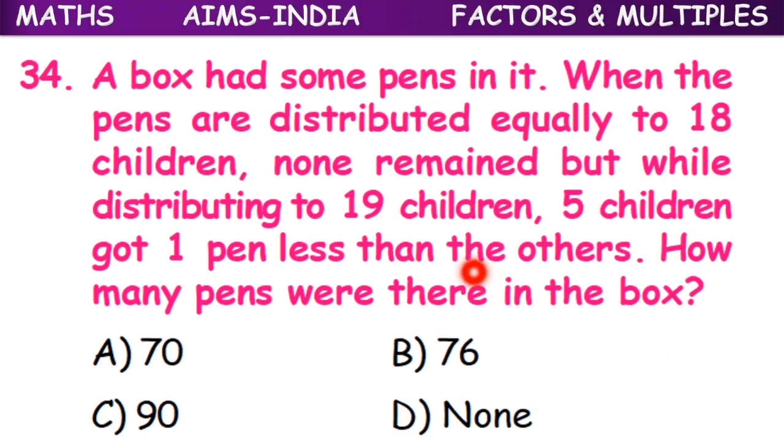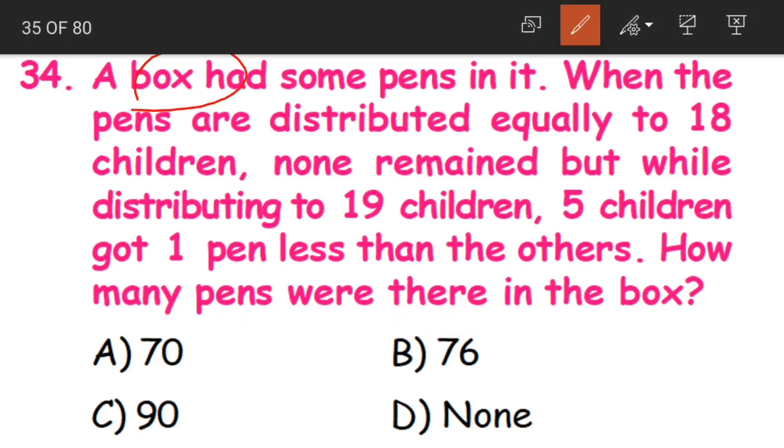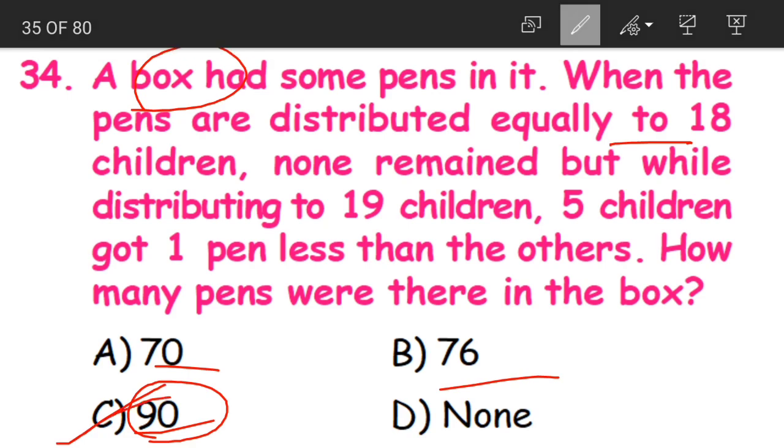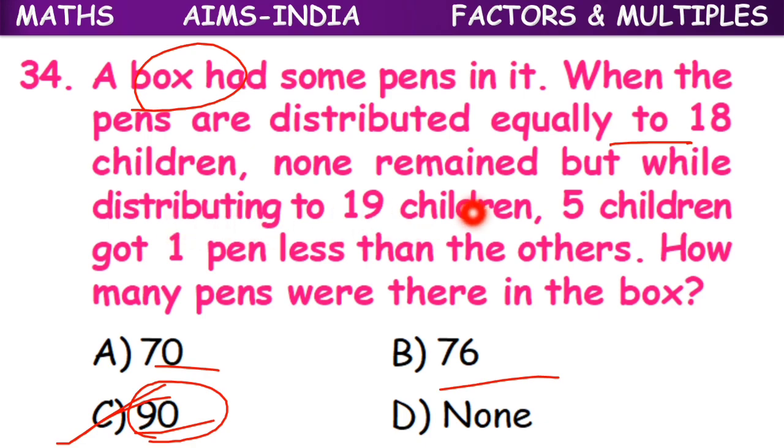3240. Next, a box had some pens in it. When the pens are distributed equally to 18 children, none of them remained. But while distributing to 19 children, 5 got 1 pen less than the others. How many pens were there in the box? Now what are they saying? When we distributed the pens to 18 children, they were distributed equally. So which of the given options is a multiple of 18? Option C, 90 is a multiple of 18. So option C becomes our correct answer even without looking at the next part of the question.